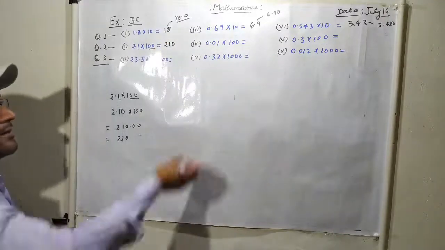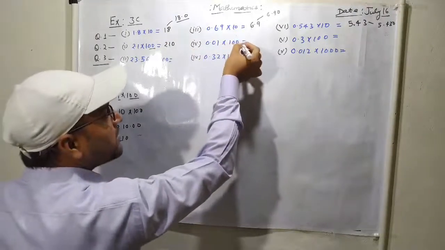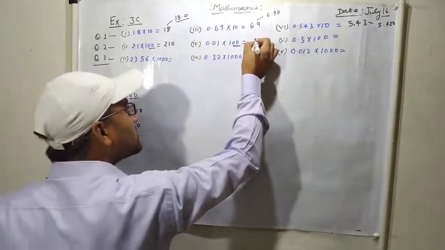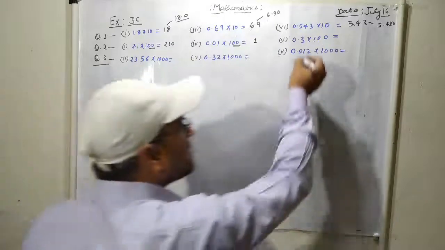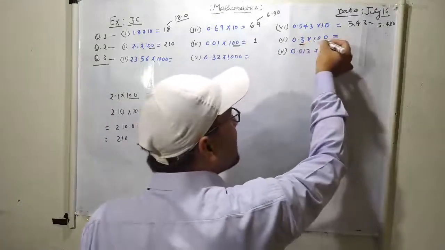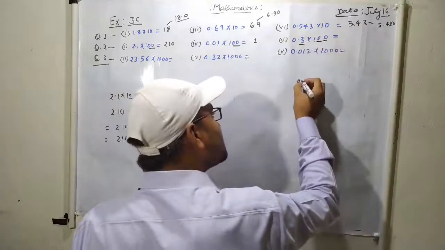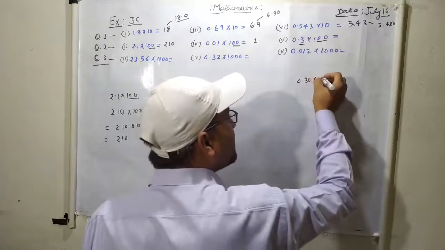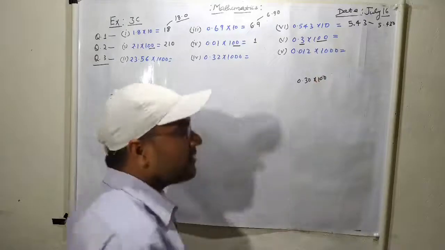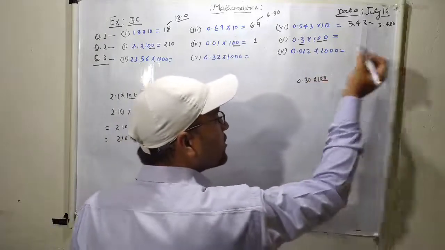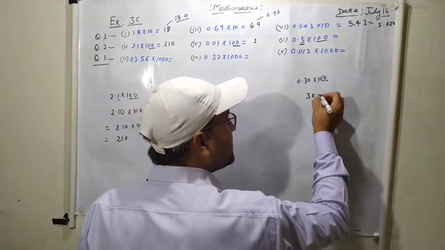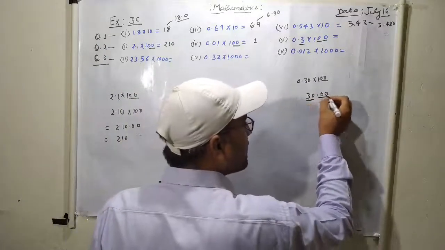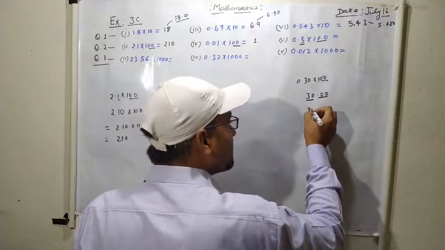Okay, and then 0.1 multiplied by 100. There are 2 zeros, so your decimal point shifts 2 places to the right. So your answer is 10. Next, 0.3 has 1 decimal place and here there are 2 zeros, so you change this to 0.30, add one more 0, and multiply with 100. Your decimal point shifts 2 places to the right: 30.0. After the point only zeros are there, so remove the 0 and you get 30.